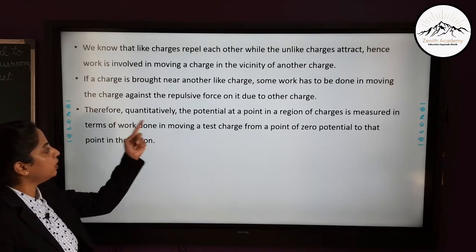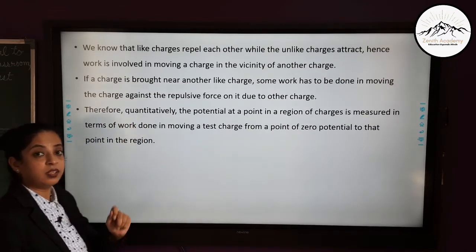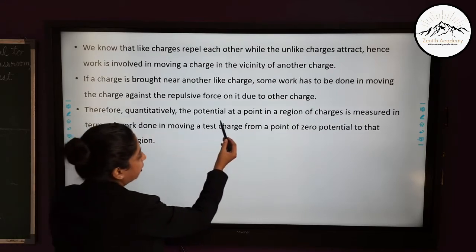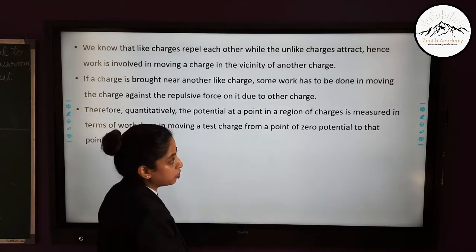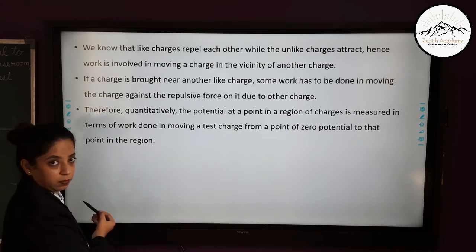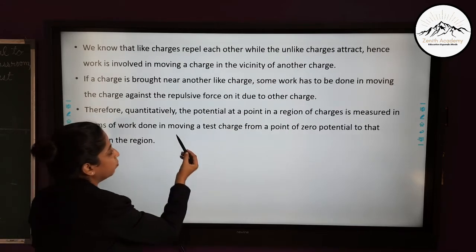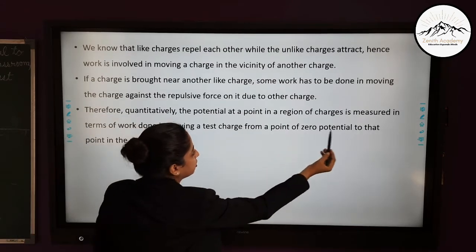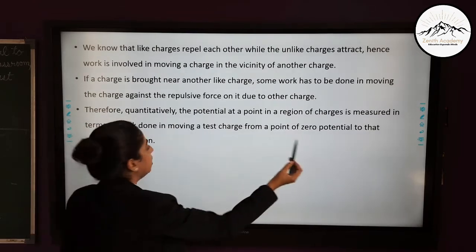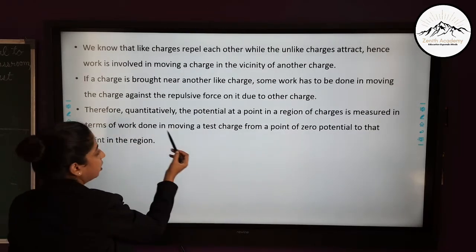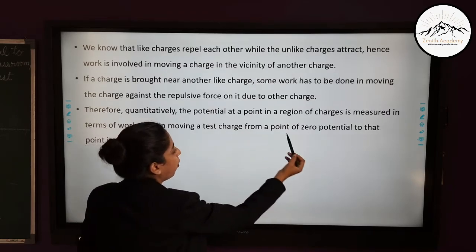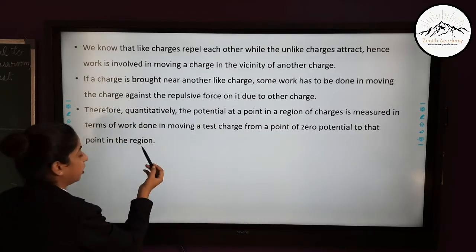Therefore, quantitatively means in terms of quantity, how much? So, quantitatively, the potential at a point in a region of charges is measured in terms of work done. Work done in moving a test charge from a point of zero potential to that point in the region. So, what is potential? It is the amount of work done in moving a test charge, the charge that we are testing, from a point of zero potential to that point in the region.